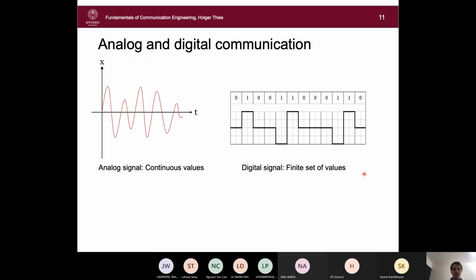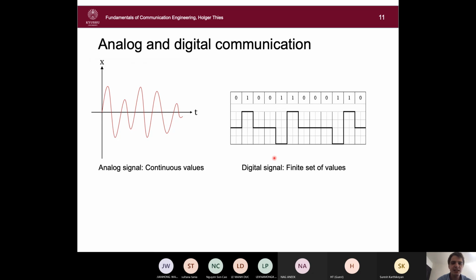And then another important classification is distinguishing between analog and digital communication. So analog communication means we have continuous values. So values can take any value. That means they can take any real value on the x-axis. So there's no distance between single points of a line like this. That means that those are continuous values.